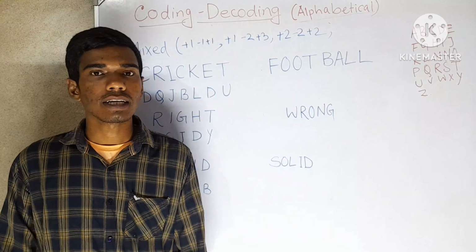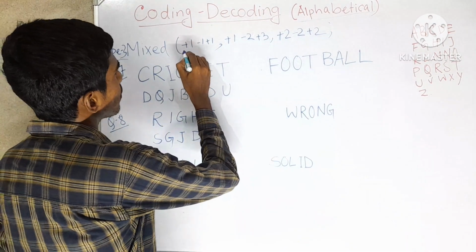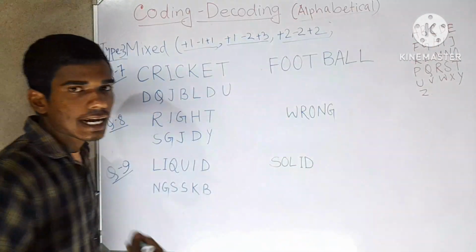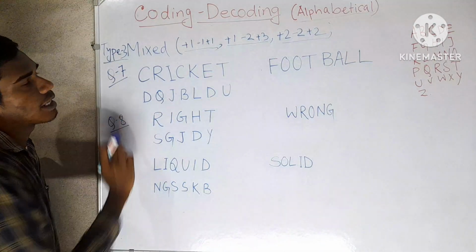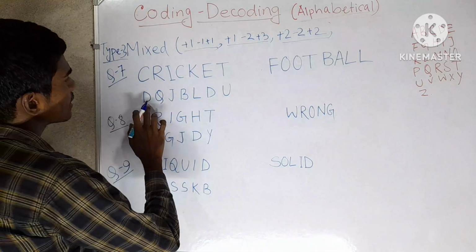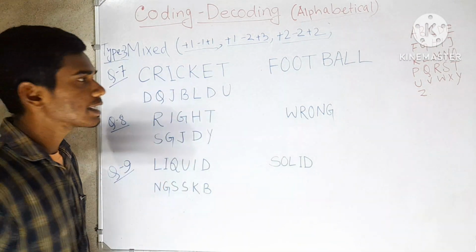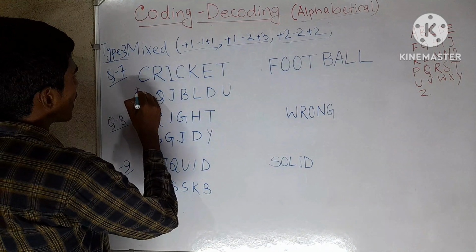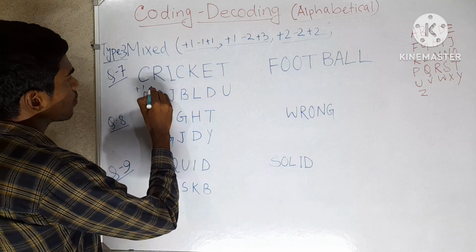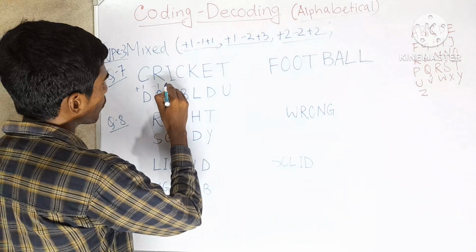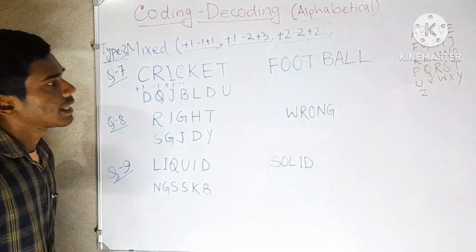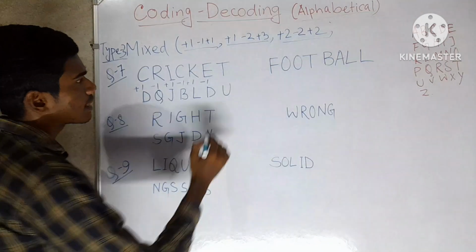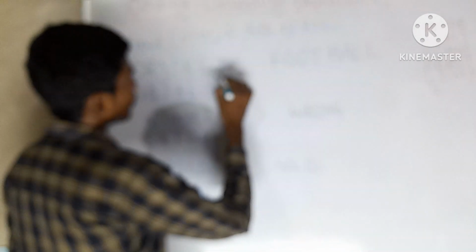Type 3 of coding decoding, that is mixed type. For example, +1 -1 +1, +1 -2 +3, +2 -2 +2, etc. pattern. Question number 7. If cricket is coded as DQJBLDU, then what is the code for football? See here. C plus 1 is D, R minus 1 is Q, I plus 1 is J, C minus 1 is B, K plus 1 is L, E minus 1 is D, T plus 1 is U.